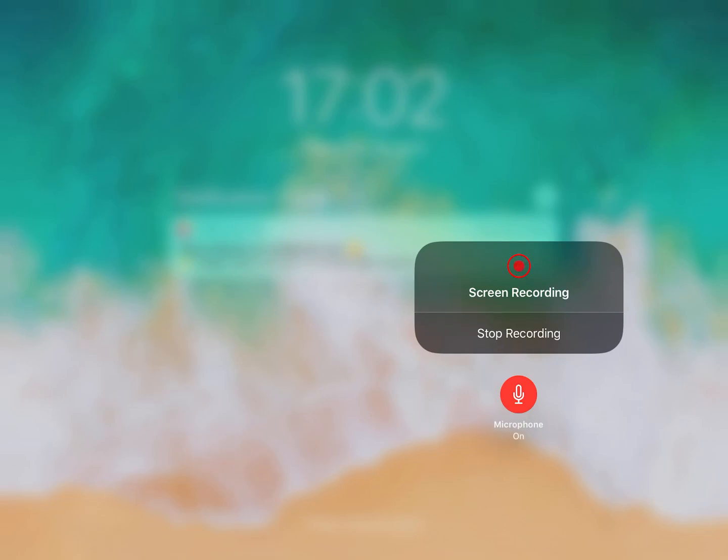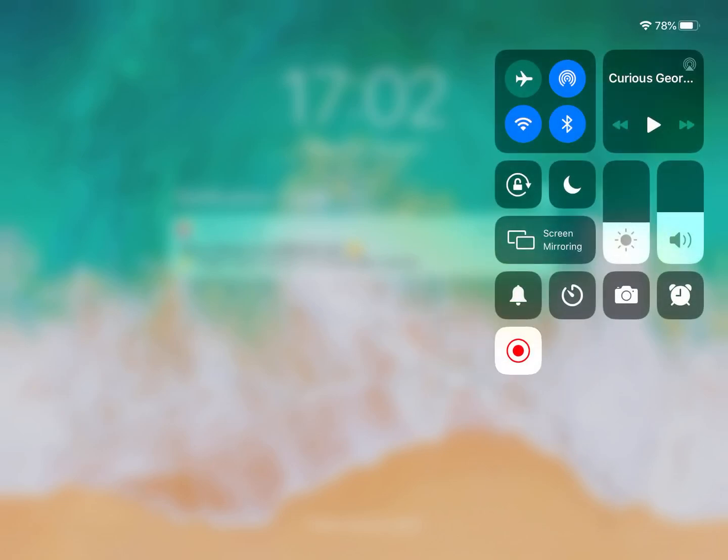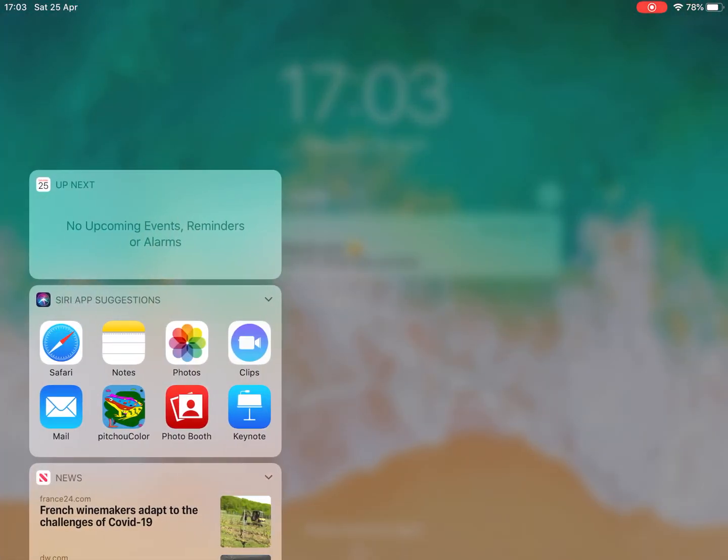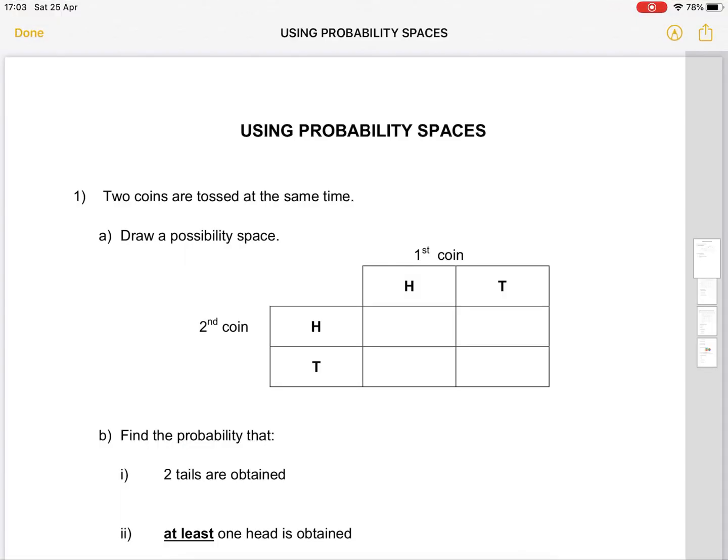We are continuing, following the last lesson. We are going to use the probability spaces which we learned to draw last time to answer the questions presented. Remember that we use probability spaces when we have two events occurring at the same time.